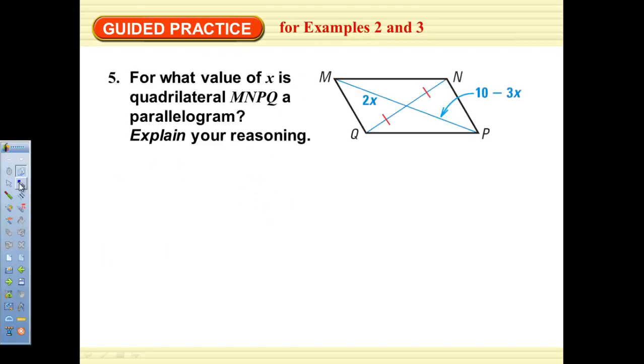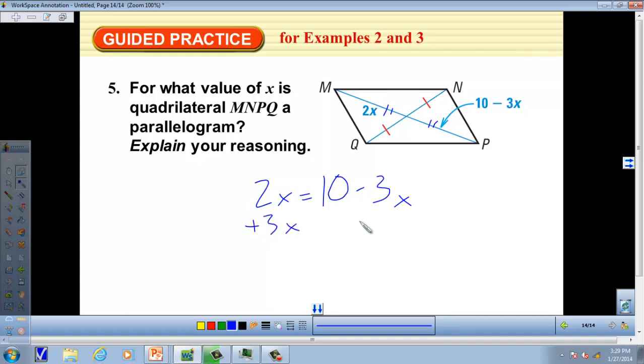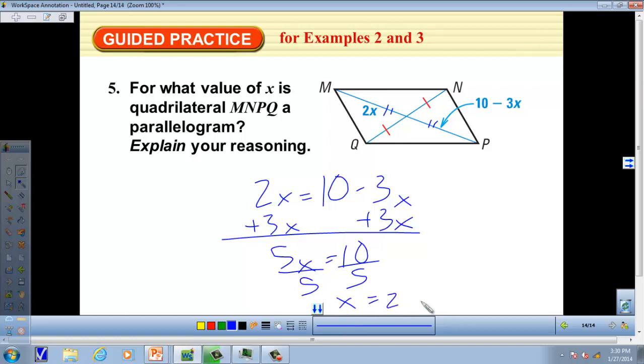And for here, it says for what value of x is it a parallelogram? Well, we know the diagonals bisect each other here, so therefore we know these two lengths are equal. We also know that those two lengths are equal. Therefore, 2x is equal to 10 minus 3x, and if we add 3x to both sides, we get 5x is equal to 10. Dividing both sides by 5, we get x is equal to 2. So therefore, since the diagonals bisect each other, this would be our explanation.